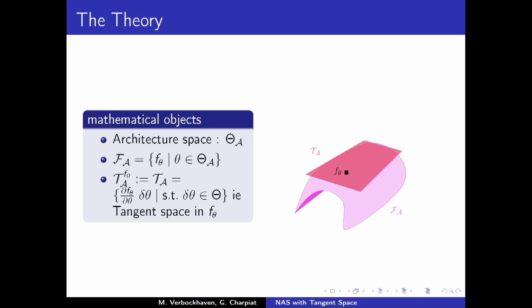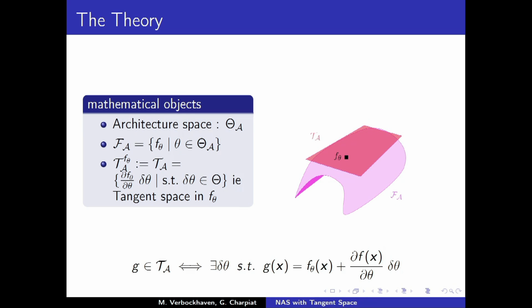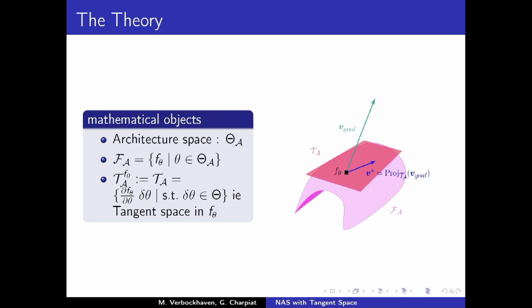Then you define what we call the tangent space at f of theta, and this tangent space is just all the functions that can be described as f of theta plus the derivative of f according to theta multiplied by delta theta. Actually, this is an approximation of all the functions you can achieve when you do a gradient descent. And in this functional space, we can represent the desired update because it is a movement in the functional space. It indicates in which direction you want to go.